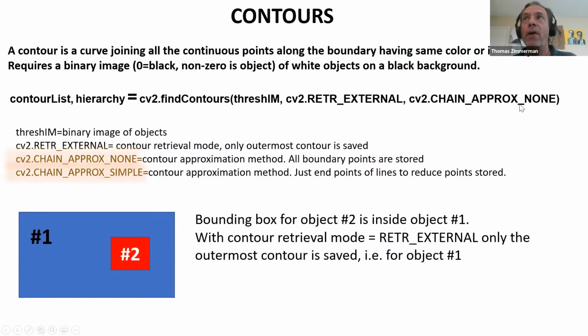If you give it chain approximate simple, it's going to say, hey, this is a straight line, so let me just give you these endpoints. And so instead of giving you 400 XY pairs, it'll just give you the four corners. So it's a question of, do you want all the details or do you want the line approximations? For us, you can use either. I tend to use approximate, because the other gives me all the points, because it really outlines the whole thing as well. I'll show you when we run our code.